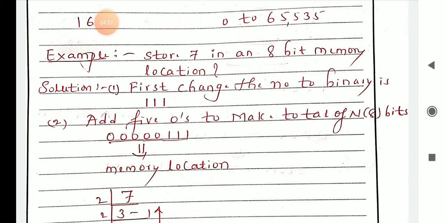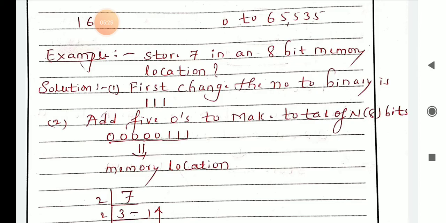It means you have to add the number of zeros, 5, because you have to make it 8 bits. So that's why, on the left side, you have to add 5 zeros: 1, 2, 3, 4, 5. And your converted binary form is 111. So completely it is your 8 bits. And then you have to store it into a memory location. So this is the final step: store 7 in an 8 bit memory location.